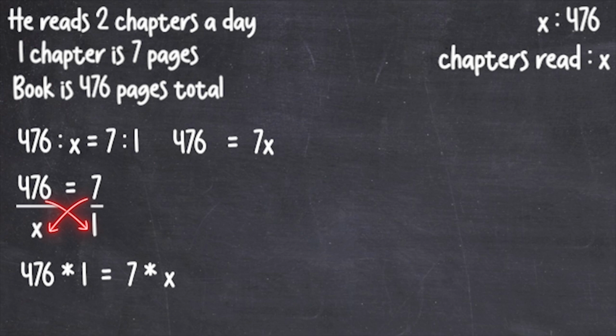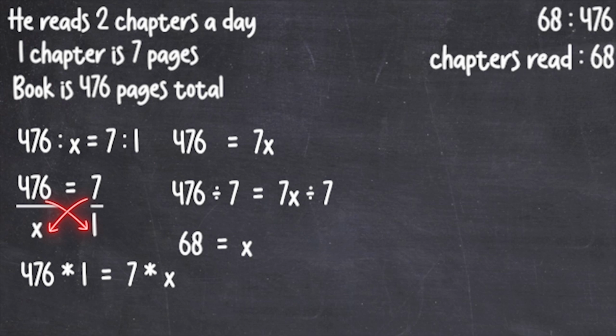For the last step, we need to simplify. We can now divide by 7 on both sides of the equation to isolate the X. This gives us 476 divided by 7 equals 7x divided by 7, which simplifies to 68 equals x. So the missing number in the proportion is 68. The proportion is 476 to 68 equals 7 to 1. Now we know the total number of chapters in the book, which is 68.